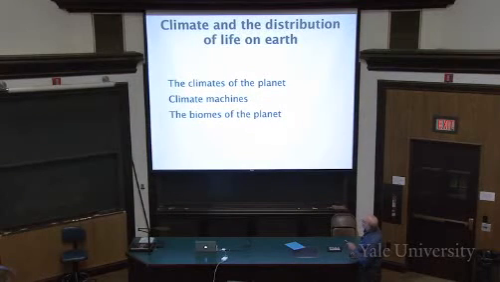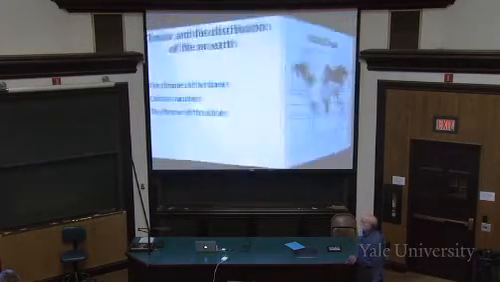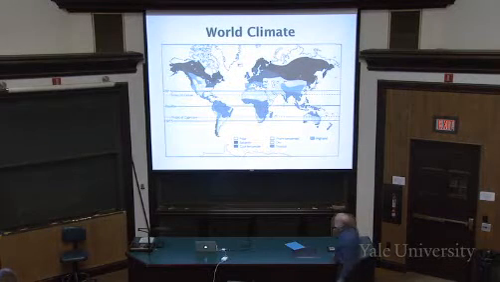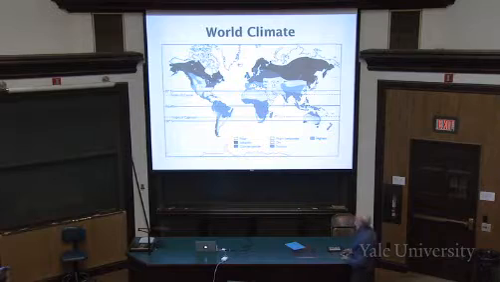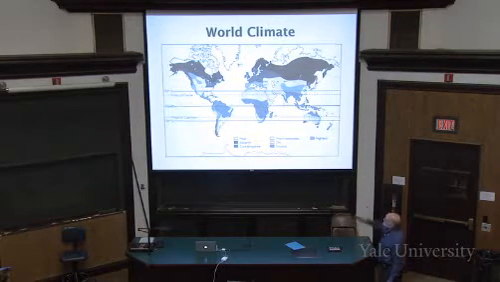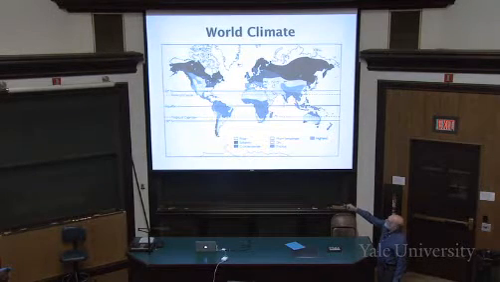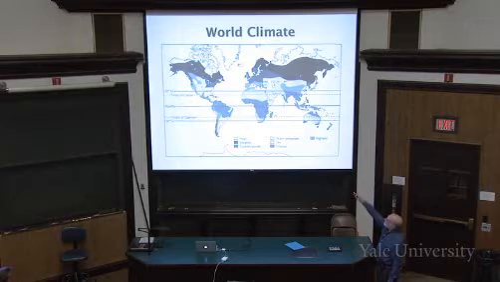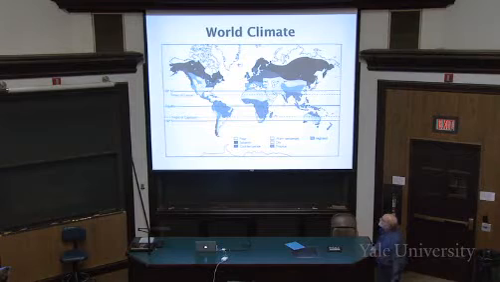And today we're going to basically look at the climates of the planet, how the planet can be looked at as a set of climate machines, and how they generate the biomes on the planet. So at this scale, this stuff I think is probably pretty familiar. The world climate is, of course, cold at the poles and warm at the tropics, but there's a lot of detail in that. It tends to be warmer and wetter on the western sides of the northern continents and cooler and drier on the eastern sides of the northern continents.